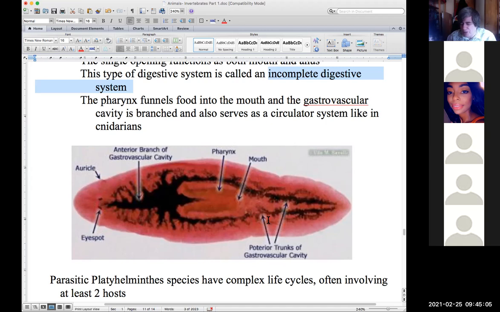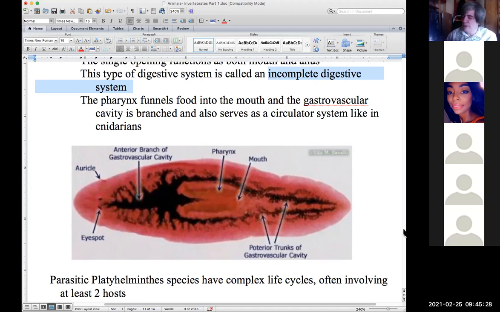It depends on whether it's going in or going out. And usually with most organ systems, what we find is the more that cells can specialize, the more efficient they can be at extracting nutrients. So this is not a super efficient way to digest your food.